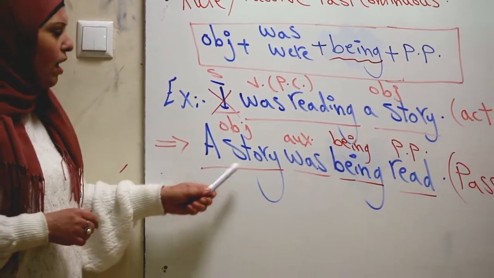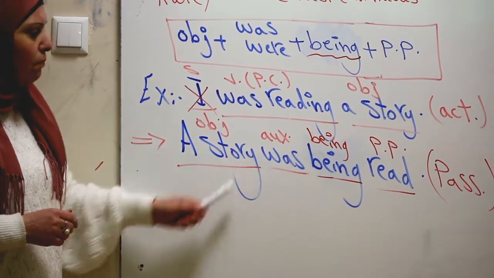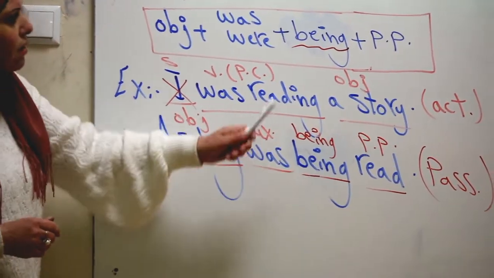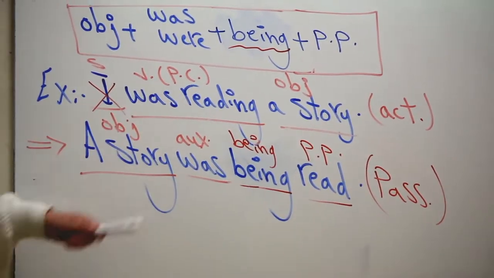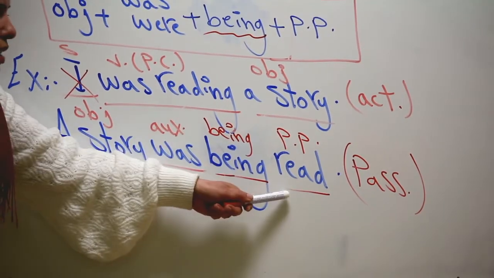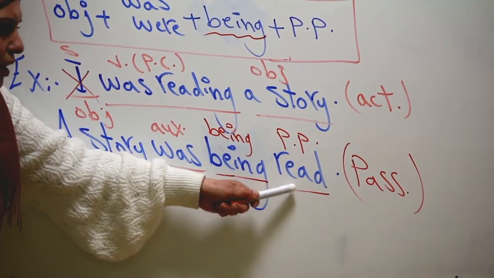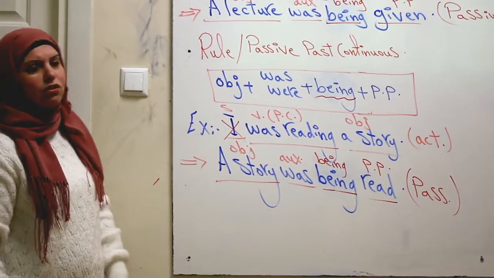So, a story. Because it's singular, also I will use what? Was plus being plus what? Past participle of the verb, which is what? Reading. And the past participle of reading, it's what? Read. R-E-A-D. And that's all for the past continuous.